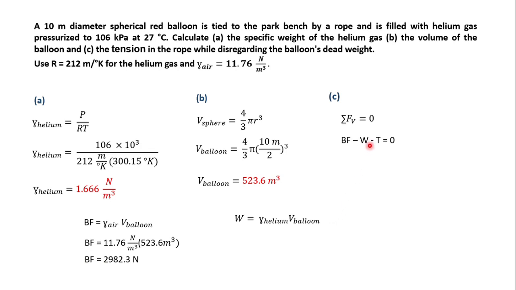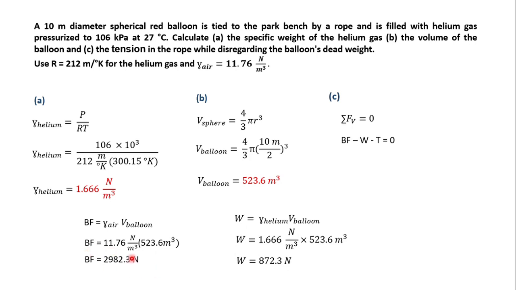Then now, let us solve for our weight. So weight is equal to specific weight of our helium gas times the volume of our balloon. Plug in again the values. We have specific weight of helium, which is 1.666 Newton per cubic meter, times the volume of the balloon, which is 523.6 cubic meter. So we get the answer of 872.3 Newton.